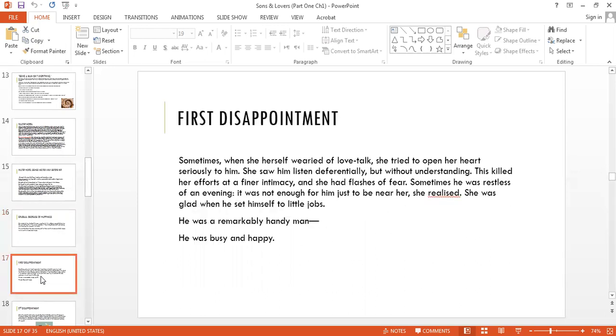Here, Gertrude's marriage suffered from many disappointments. The first disappointment was that she started to talk to him, but he did not understand, and he did not even listen to her. So she had flashes of fear and she was restless and she thought that no, her dreams are lost now. But he was a remarkable handyman. As long as he is busy, he is happy and she's happy. This was the first disappointment. He did not satisfy her on that point.